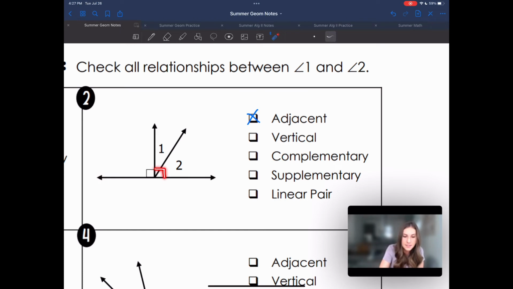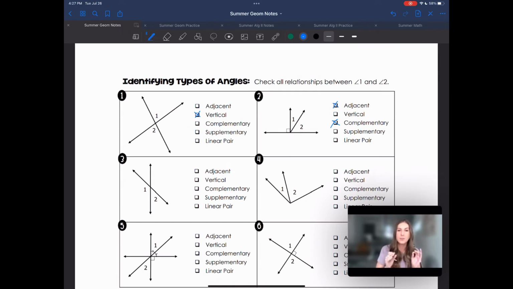So if this is 90 degrees, this is like the example we drew, angles 1 and 2 would have to be complementary because they'd have to add up to 90 degrees. So we'd say complementary. And they won't ever be complementary and supplementary, so you don't have to worry about that. That wouldn't make any sense, right? And of course, the complementary will never be a linear pair because linear pair means they add to 180. Okay, hopefully you're getting the hang of this.